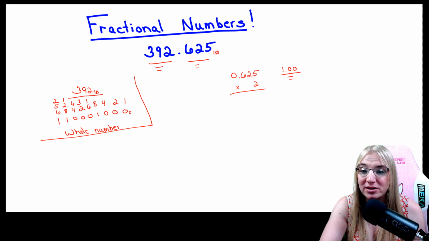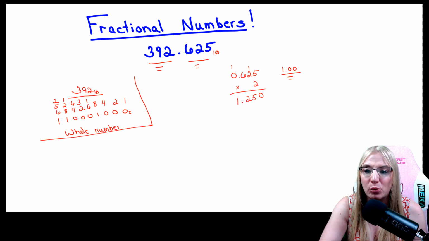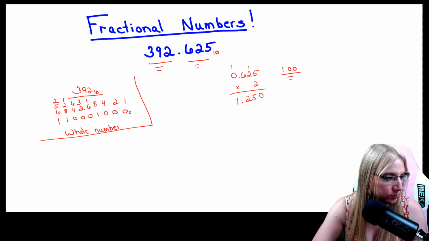So the first value here is 5 times 2 is 10. So we get a 0, carry the 1. That's 5. 2 times 2 is 4, plus 1 is 5. Carry the 1. 0 times 2 is 0, plus 1 is 1. We're going to move the decimal place 3 places to the left. Gives us 1.25.